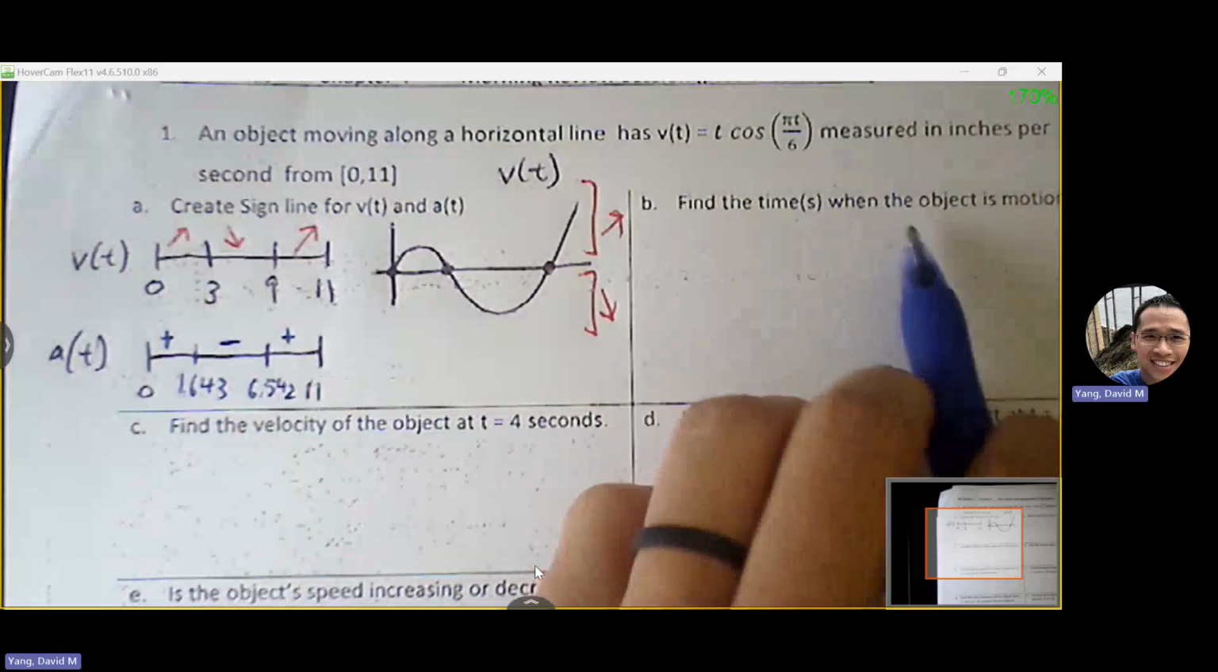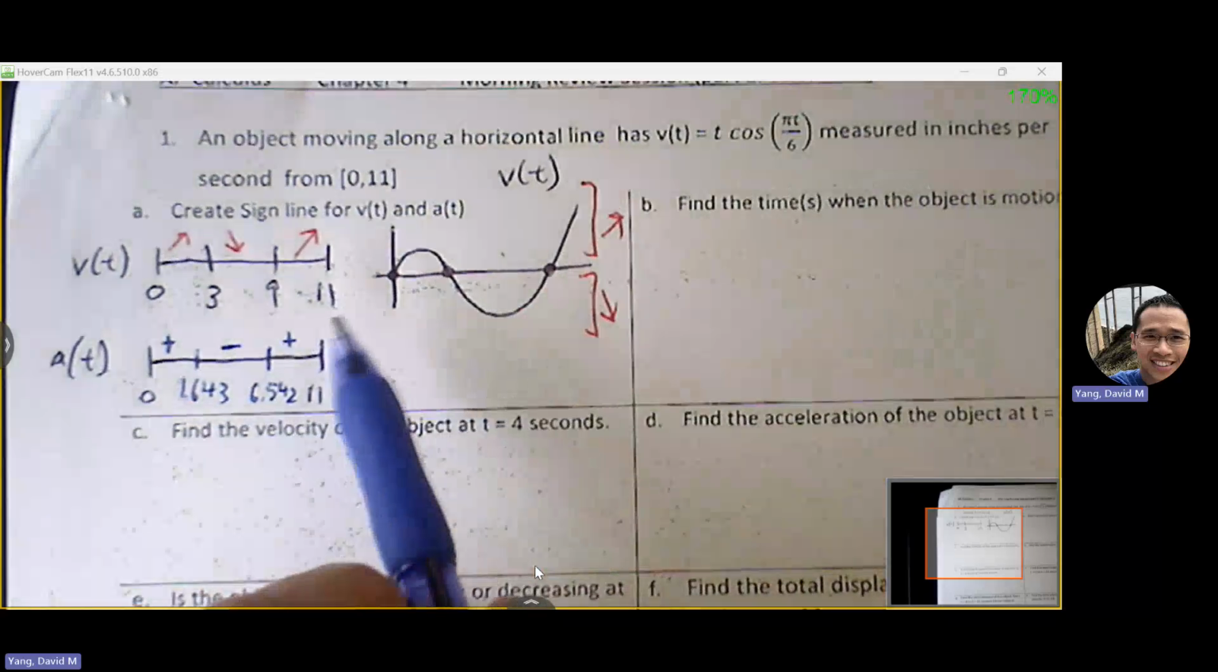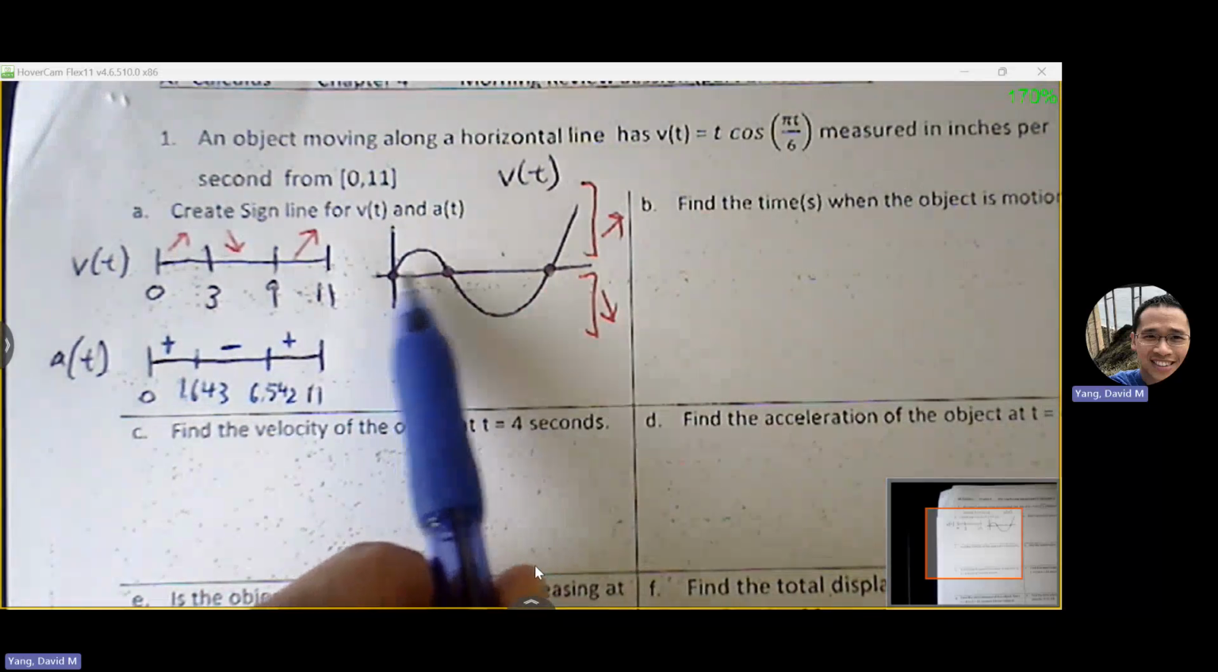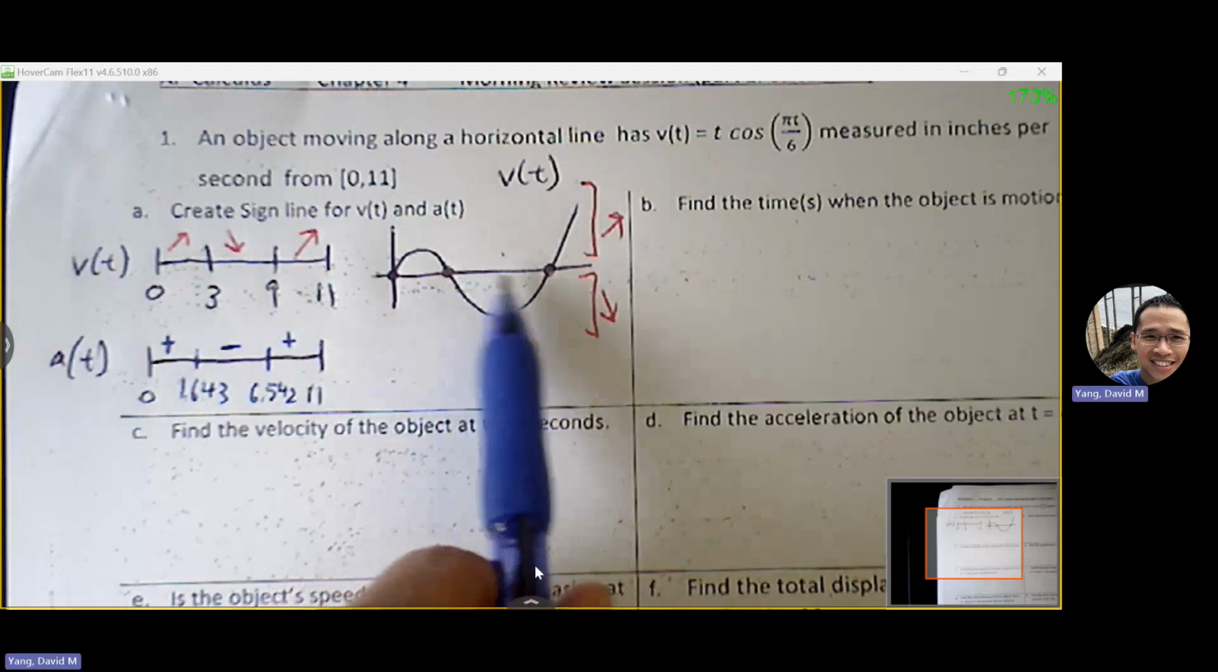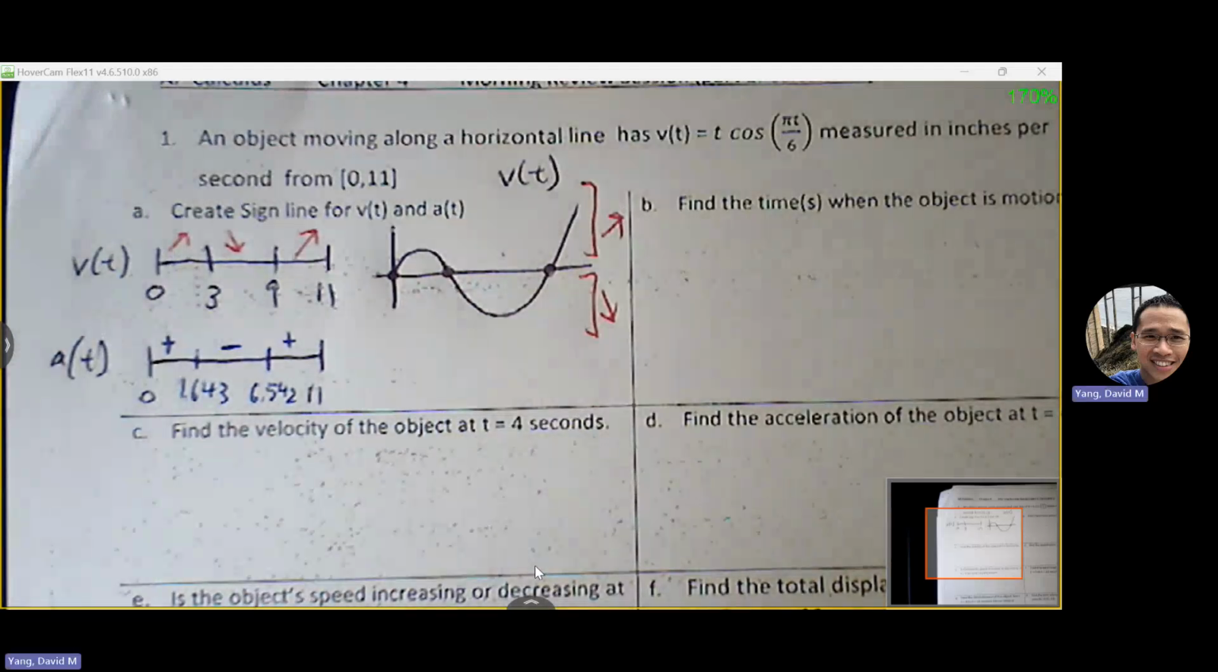Part B, find the times when the object is motionless. Well, motionless is whenever my velocity is 0, so my x-intercepts. So 0, 3, and 9.